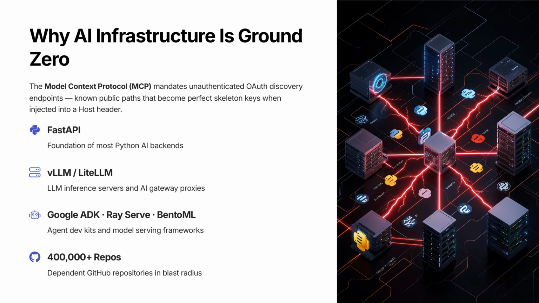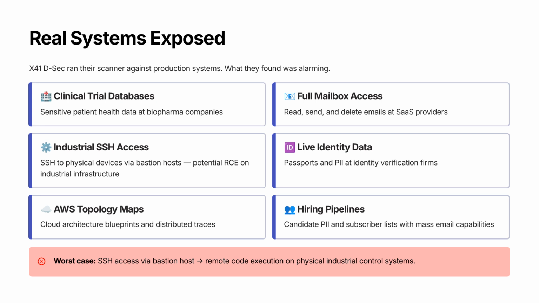What makes this especially serious is that these were not lab environments or toy demos. X41 D-Sec scanned real production systems and found exposure across multiple high-impact targets. That included clinical trial databases with sensitive patient health data, full mailbox access at SaaS providers where an attacker could read, send, or delete email, and live identity data such as passports and other personally identifiable information. They also found access to AWS topology maps, cloud architecture details, distributed traces, and hiring pipelines containing candidate data, subscriber lists, and mass email capability.